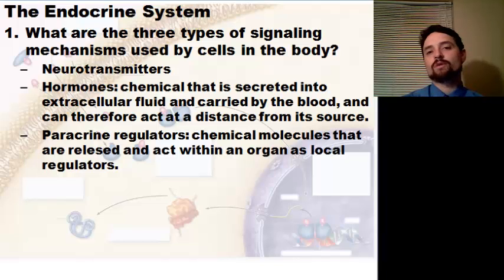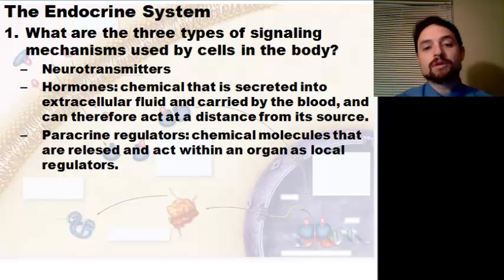So first we have to look at what are three types of signaling mechanisms used by cells in the body. Of course, the first one we already know from the nervous system is neurotransmitters. Neurotransmitters are those chemicals that are released from one nerve cell and then have some kind of effect, and this could be on another nerve cell, it could be on a target cell, whatever may be the case. But we call these neurotransmitters the chemicals that are released from a nerve.